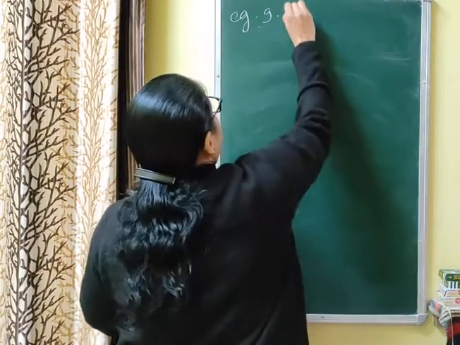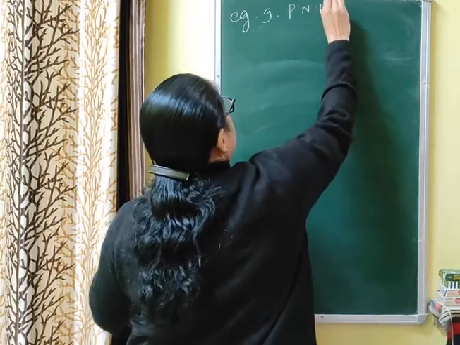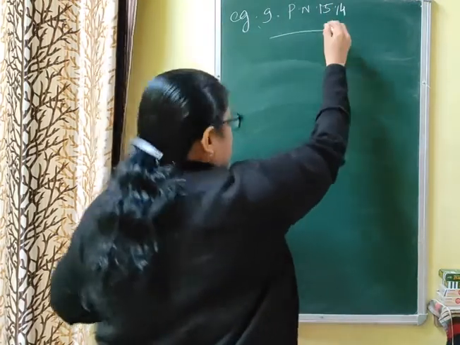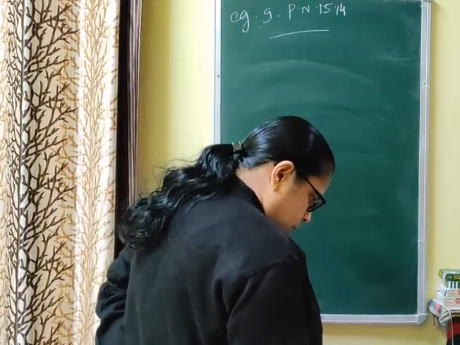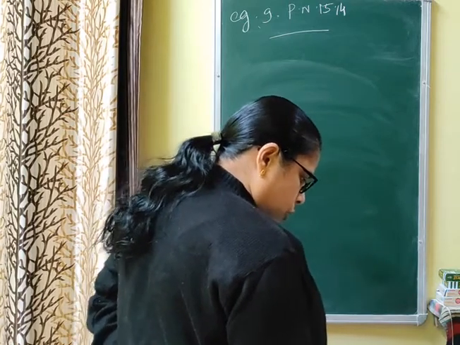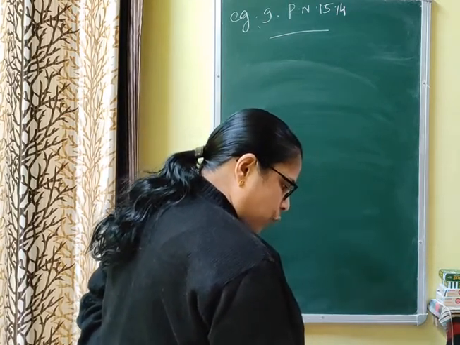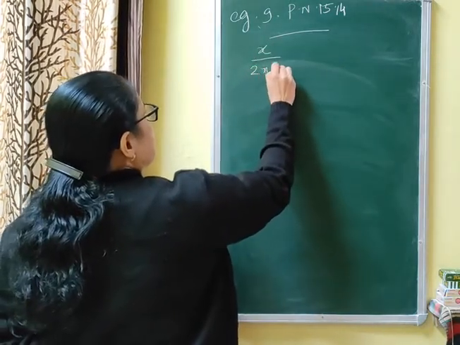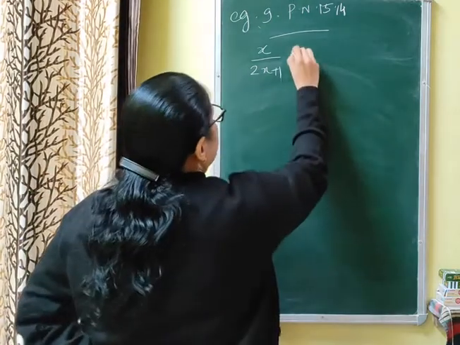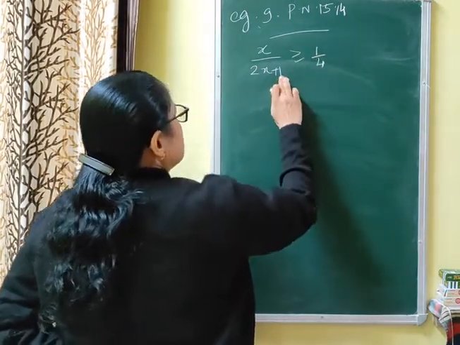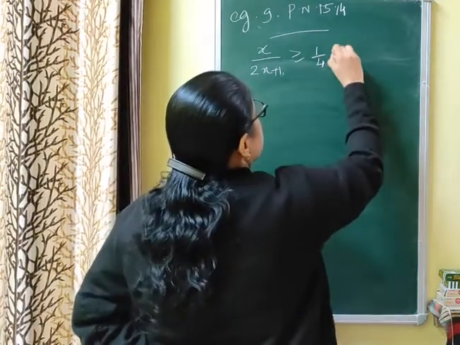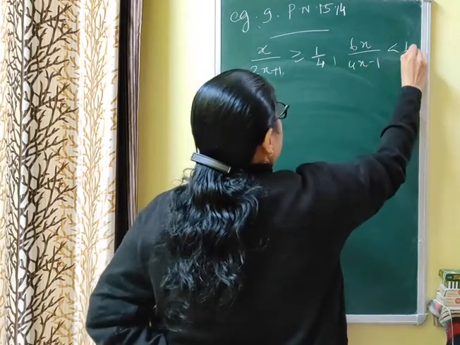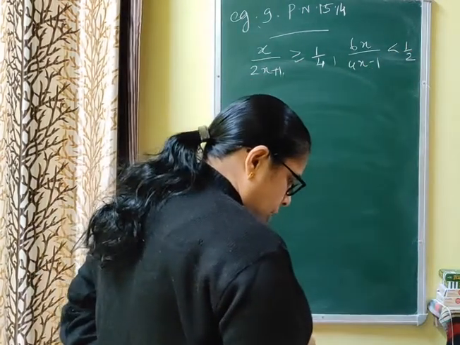page number 15.14. This is a very important question and it is a little bit of a brain teaser. I am reading the question. Solve the system of equations x by 2x plus 1 greater than or equal to 1 by 4, 6x by 4x minus 1 less than 1 by 2. There are two equations, x by 2x plus 1 greater than or equal to 1 by 4, and the second equation is 6x by 4x minus 1 less than 1 by 2. You have to solve these two equations simultaneously.